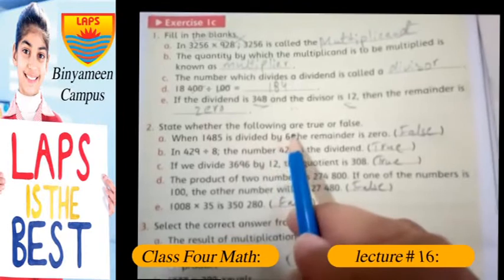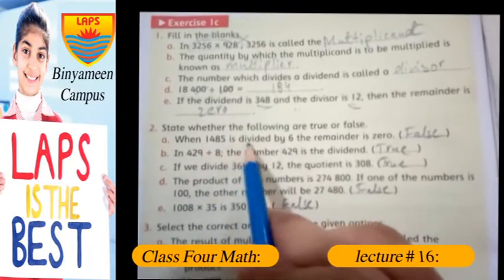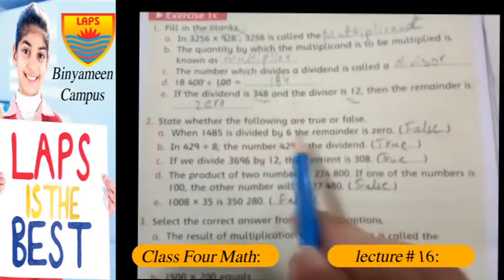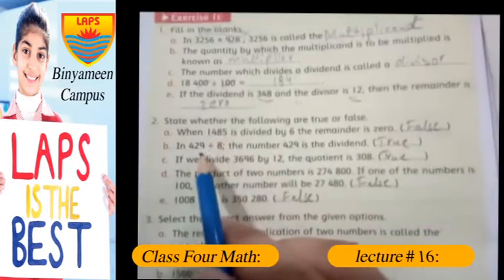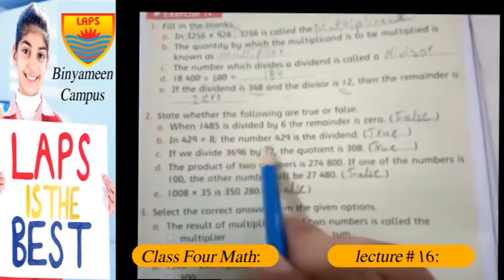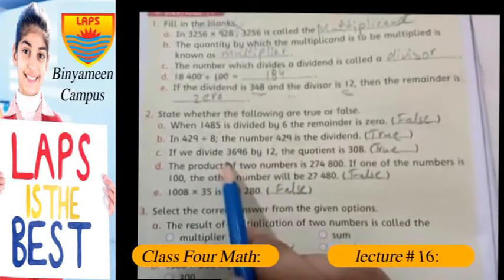State whether the following statement is true or false. When 1845 is divided by 6, the remainder is 0. That's false, because 6 can't divide this value completely. In 429 divides 8, the number 429 is divided. That's true.